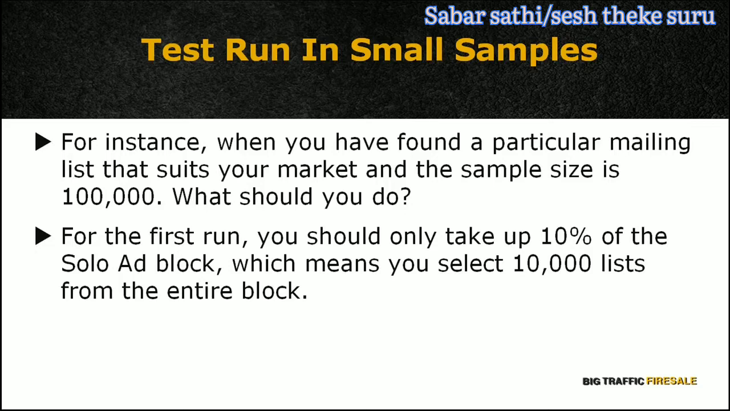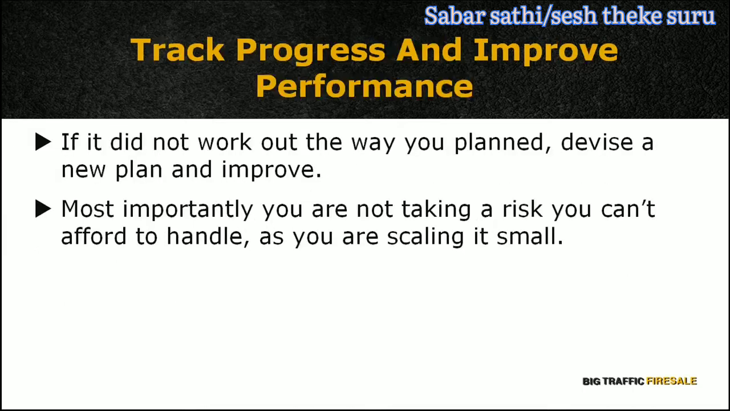For instance, when you find a particular mailing list that suits your market and the sample size is 100,000, what should you do? For the first run, you should only take up to 10% of the solo ad block, which means you select 10,000 lists from the entire block. This gives you the chance to track your progress and observe your performance. You are able to identify if the solo ad is in fact the suitable market for you. If it didn't work out the way you planned, devise a new plan and improve. Most important, you are not taking a risk you can't afford to handle as you are scaling it small.